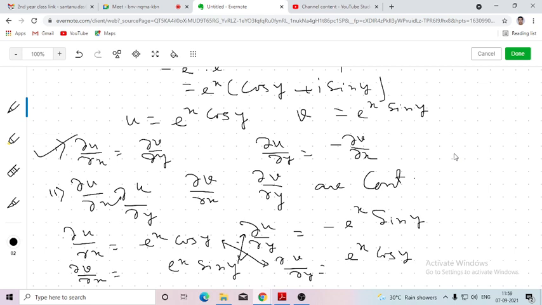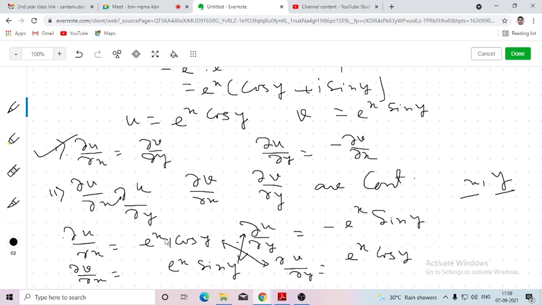Yes sir. Here, if you put any arbitrary value of x and y, then e to the power x is the exponential function, and the exponential function is defined for any value of x. Similarly, the trigonometric functions cos and sin are also defined for any arbitrary value of y. So together, this product of two functions is defined for any arbitrary value of x and y.